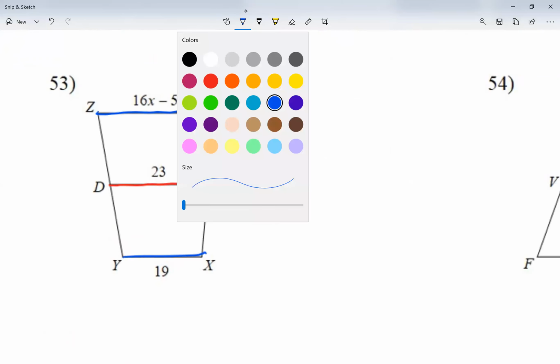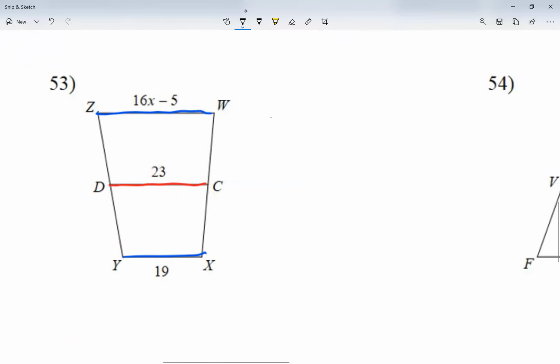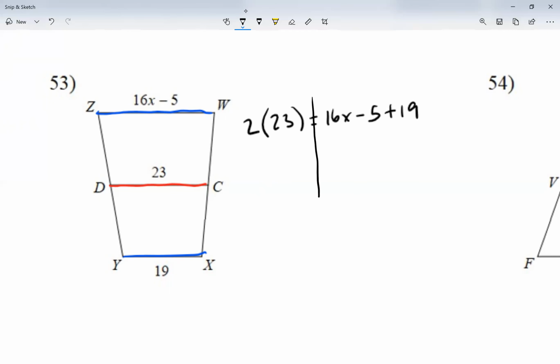The way I'm going to work this, I'm gonna go 23 times 2. It's always the median or mid-segment, however you guys want to call it, the one in the middle times 2 equals, and then I add the other two segments, right? So I'm gonna go 16x minus 5 plus 19. All right, let me separate them through the equal sign.